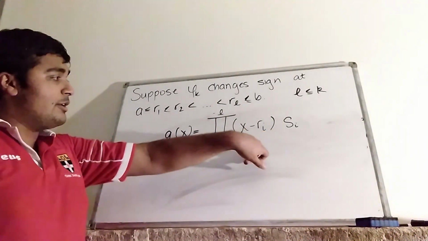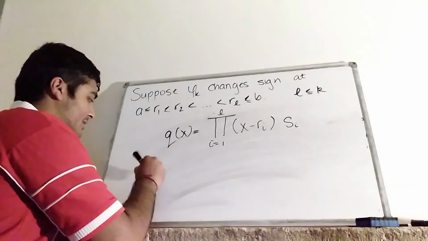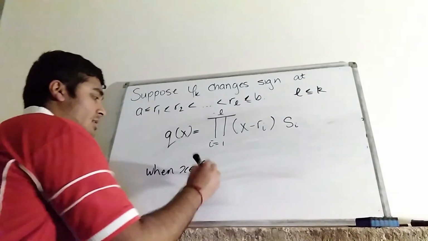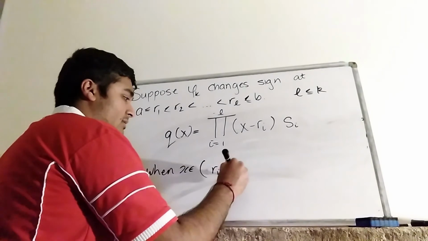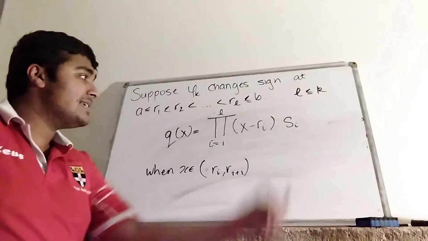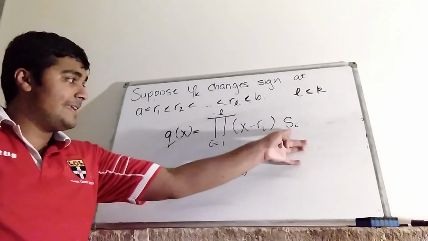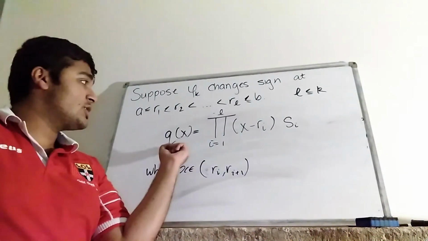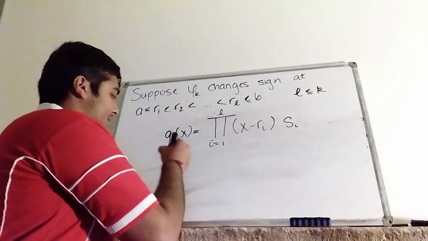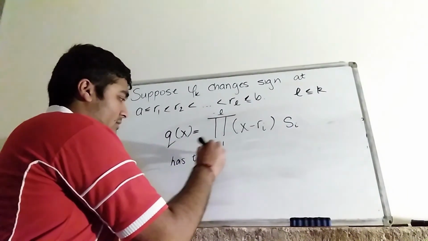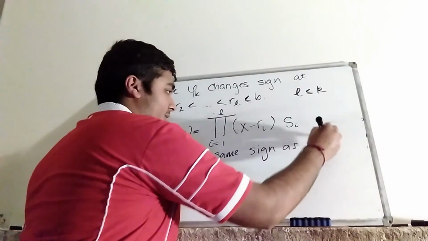Great. Now also, if we look at this thing here, when x is a member of Ri plus 1, this thing here is positive, and this thing here has the same sign as phi k. Okay, so in particular, this function Q of x, no matter where you are within AB, has the same sign as phi k of x.